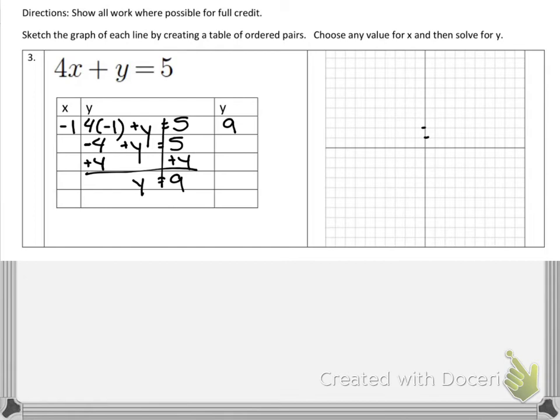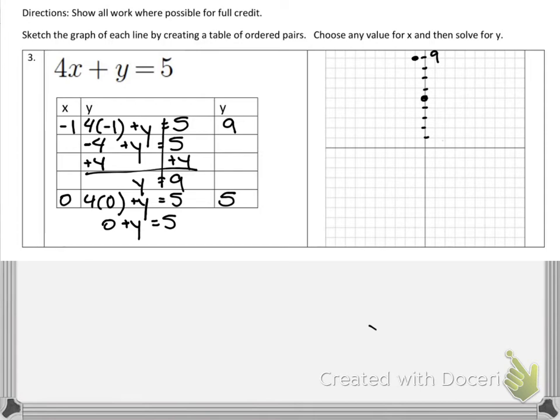So I have 1, 2, 3, 4, 5, 6, 7, 8, 9. So this is the point negative 1, 9, right there. Okay, so let's do a few more points. Let's try the point 0. So if I have 4 times 0 plus y equals 5, well, 4 times 0 is just 0. So we have 0 plus y equals 5, or we have the point 0, comma 5. So that's going to be 1, 2, 3, 4, 5. That's going to be right there.